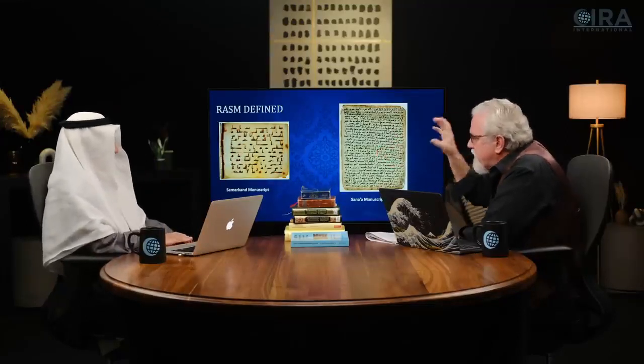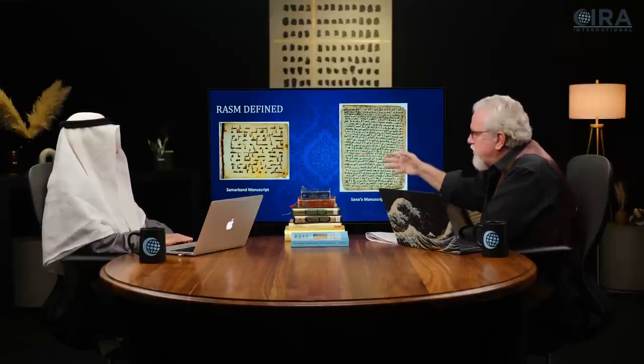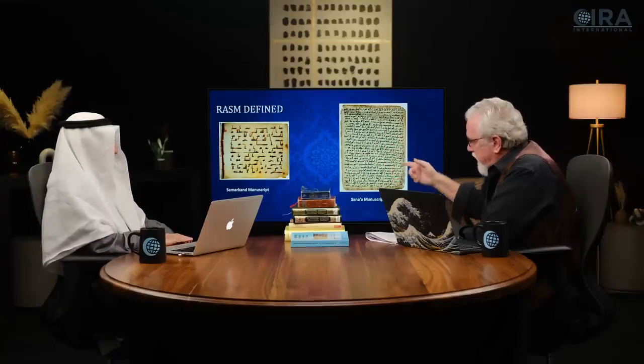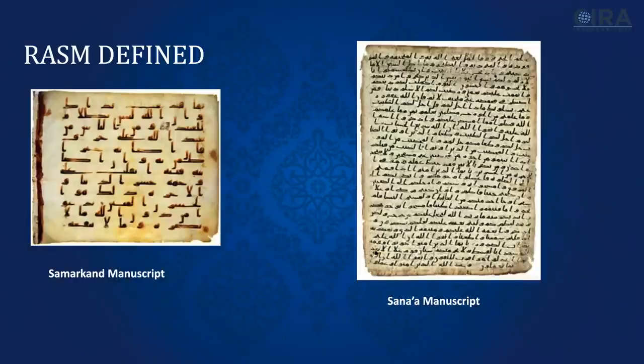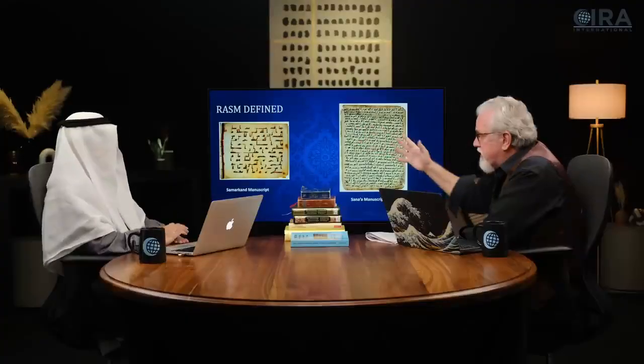So there was a problem because this was a very crude text. It was being lifted from the Aramaic. That's why it's very similar to the Aramaic, and yet it could not be read. And so they had a problem, so they needed to solve that problem. So here's the Sana'a manuscript written in about 705. There's the Samarkand, which is written about 719, 720. These manuscripts needed to solve it.